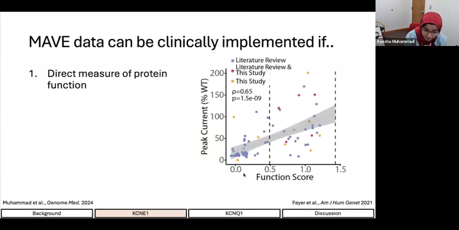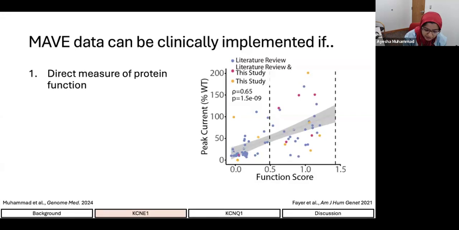This is for KCNE1, but these are individual patch clamp, one variant at a time, the traditional slow throughput way of measuring electrical current, which we did for validation in this study. And we also took data that were previously available from the literature. So we're just using our function score as a surrogate. We don't have the capacity to measure electrical current at a protein-wide level.